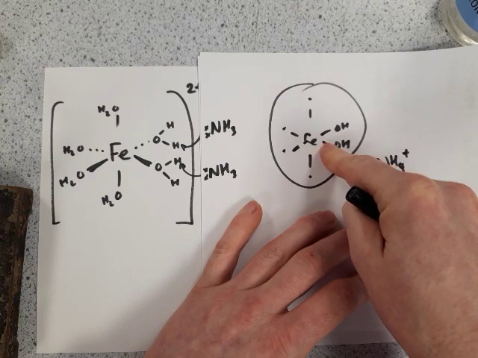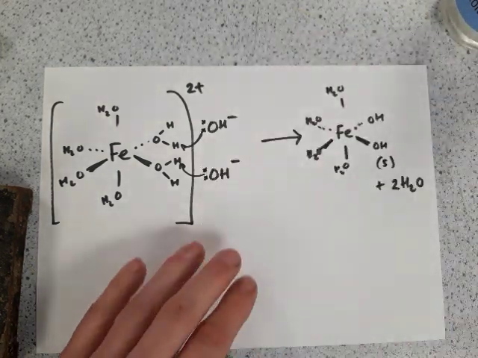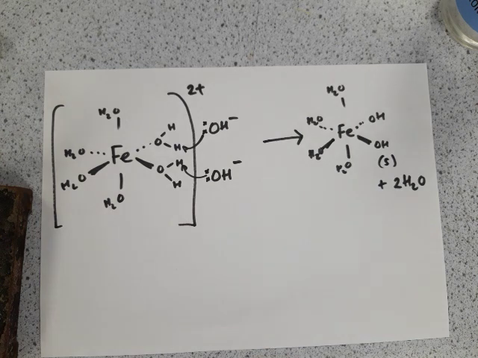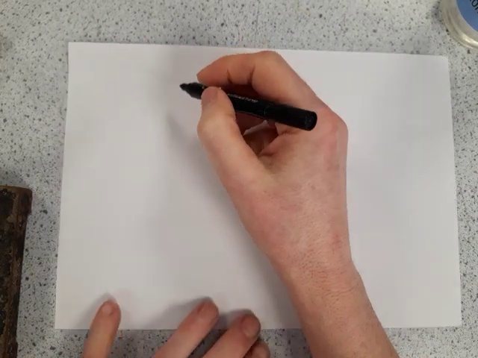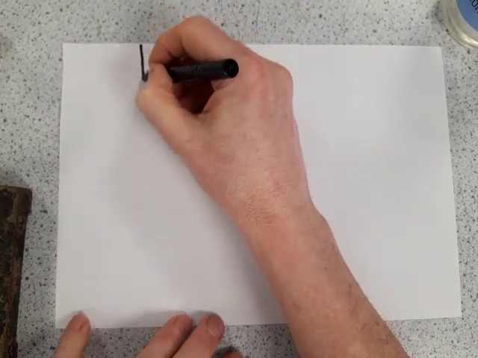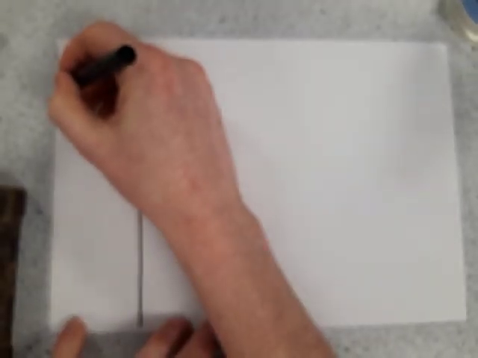So how do we record that on a table of results? This is the key to doing well on this topic. It's realizing that the same thing is happening when we add hydroxide and when we add ammonia. So, I've got a sheet of paper here. I'm going to draw it out again. This is for those of you who've watched the first video.